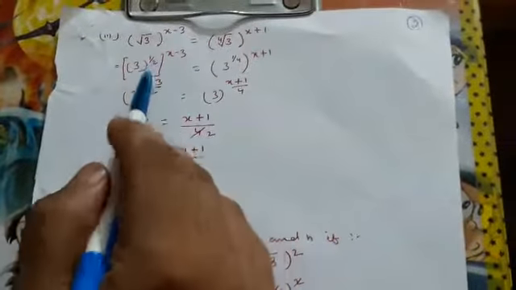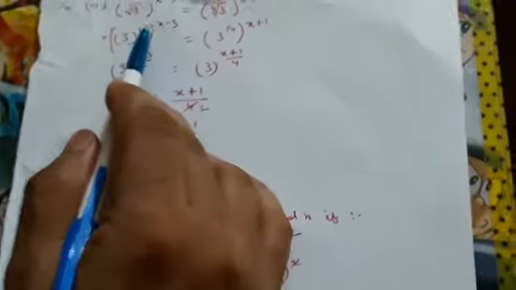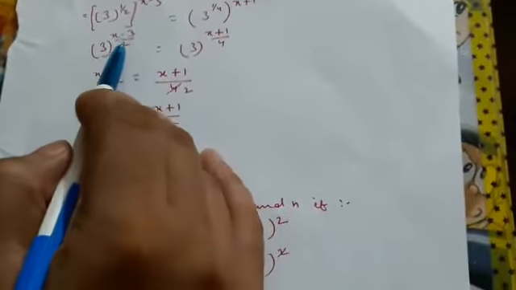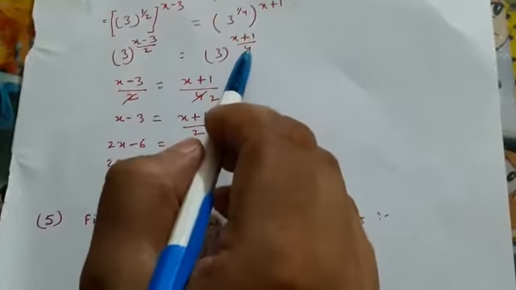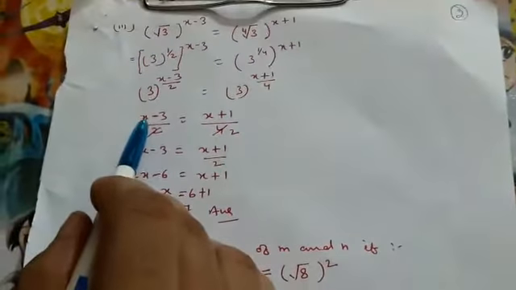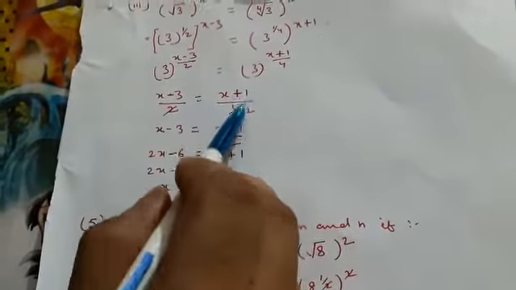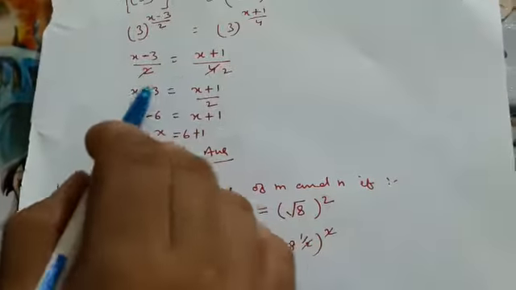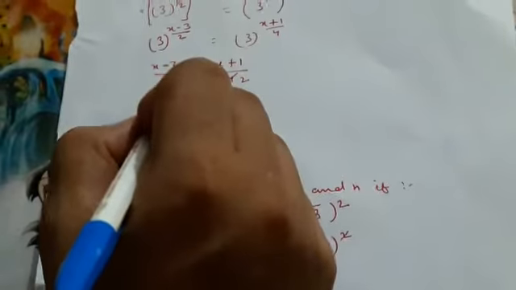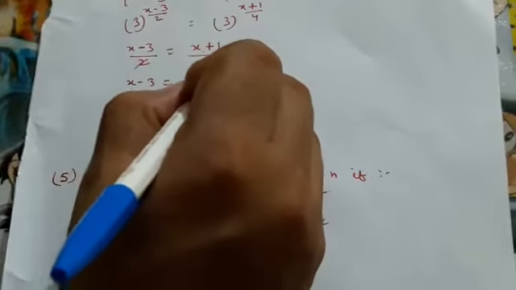Now let us multiply: 1 by 2 into x minus 3 will be x minus 3 by 2. When you multiply x plus 1 by 1 by 4, it will be x plus 1 upon 4. Their bases are the same, so their powers will also be the same. So let us write x minus 3 by 2 is equal to x plus 1 by 4. Now 2 2s are 4, so these will be cancelled out. So next we will make a cross multiplication here: x minus 3 is equal to x plus 1 by 2.